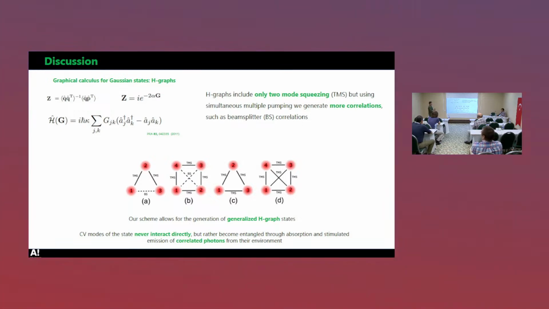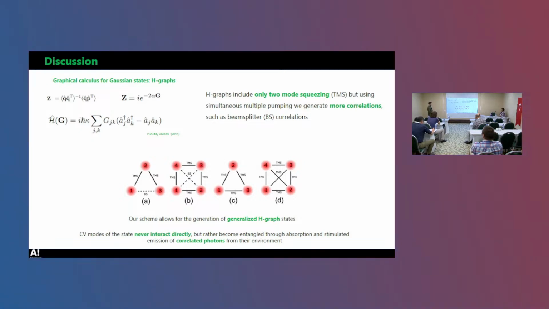The same for the 4-partite case. And we also demonstrated theoretically that you can apply more pumps and then generate only 2-mode squeezing everywhere. And then you deal with something like GHZ states, so that can be utilized then for, indeed, measurement-based computing. But this is what we call generalized H-graph states, so it is not limited to 2-mode squeezing. More complicated correlations can be introduced, and the theoretical analysis is presented in the paper.